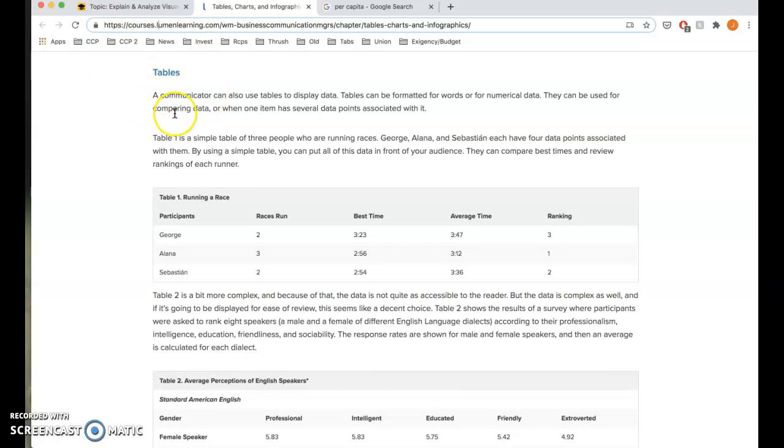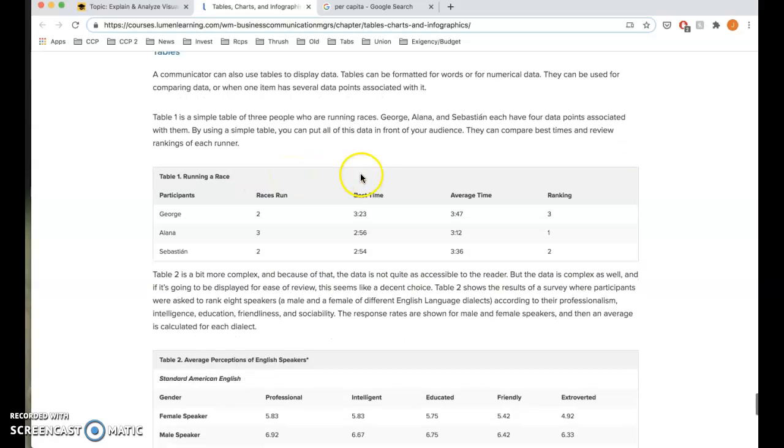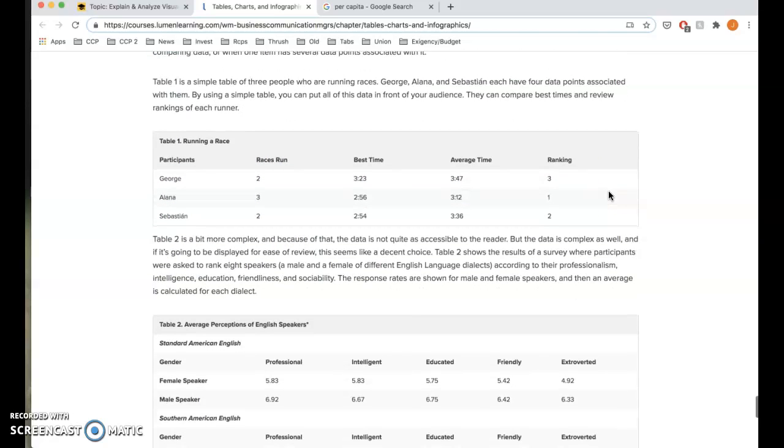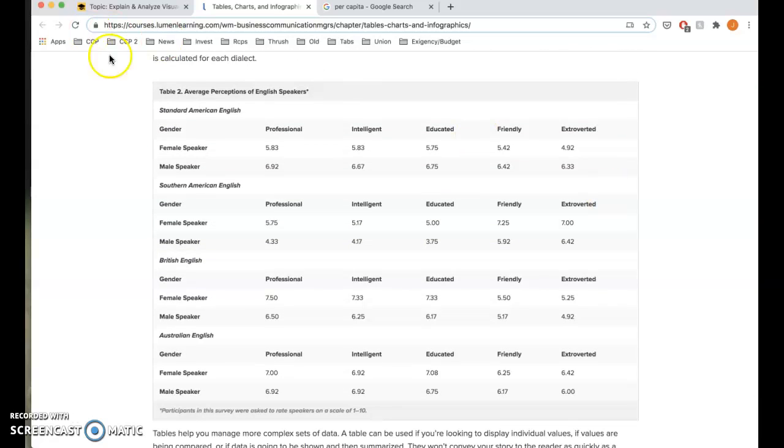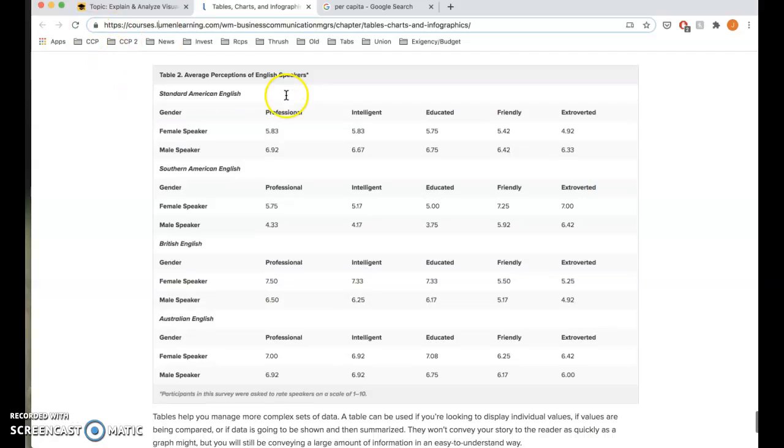Another type of information that you're going to see is going to be tables, and Gladwell uses quite a few tables, like where he shows you the birth dates and asks you to look at it and see if you notice anything. So a table is going to have data sets in it. Here is table 1, running a race. I have the participants, how many races they've run, their best time, their average time, their ranking. So I could use that to do analysis. The second table here is average perceptions of English speakers.